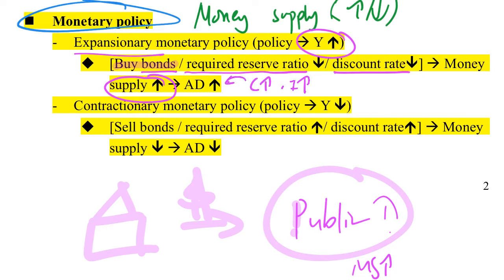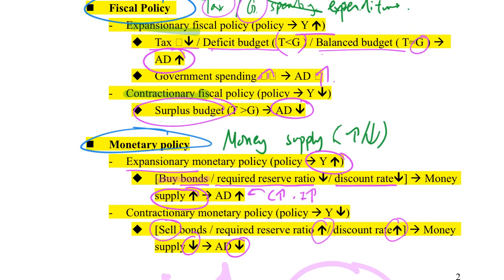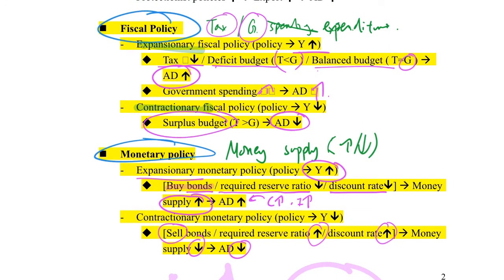Okay, so contractionary monetary policy is just the opposite. This time they are not buying bonds but selling the bonds. This time they are not decreasing the ratio or discount rate but increasing them. So the money supply will decrease and the AD will drop. Okay, so that's all about fiscal and monetary policy and how they affect the economy. We will go into detail with the AS-AD model and the diagram.